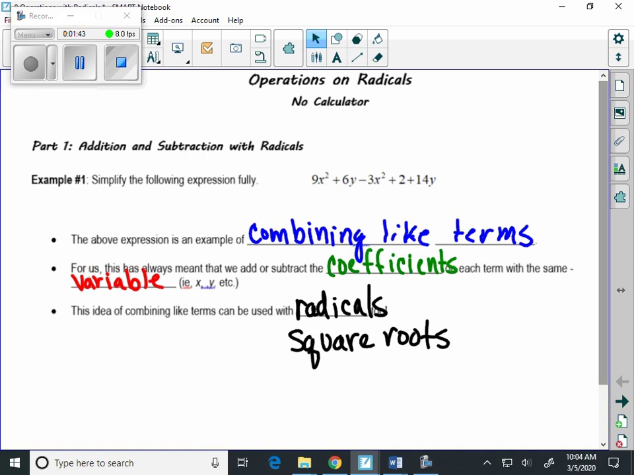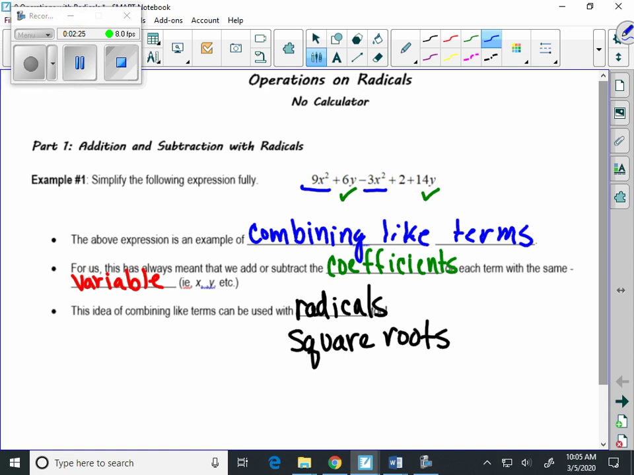If we go back and look at the example, what we see is that we have a 9x squared, and as we scan through this expression, it also happens that we've got a 3x squared. In fact, it's minus 3x squared. Those two terms are like terms because they both have x squareds in them. We actually have a like term of 6y, and what's alike with that is the 14y, because both of those only have y's in them. And then it just so happens that our constant of 2 doesn't have anything alike.